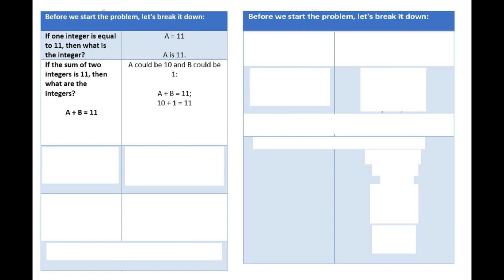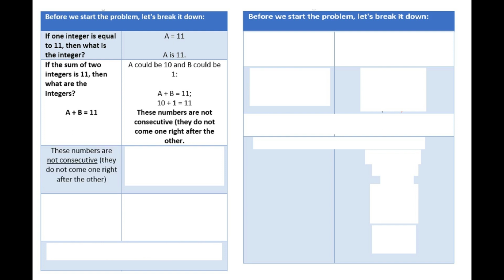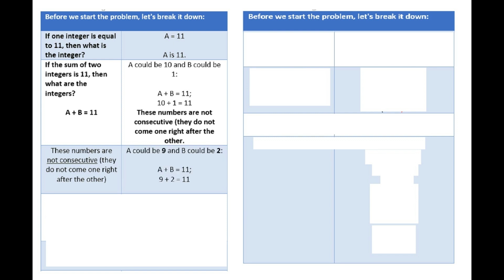Now, there's a lot of possibilities here. A could be 10, b could be 1. 10 plus 1 is 11. Y'all learned that back in first grade. The numbers, though, are not consecutive. Consecutive numbers, again, have to come right behind the other one. What's another combination we could use for 11? A could be 9 and b could be 2. They do add up to 11, but they are not consecutive. All right, so let's look at another combination. We could possibly look at 8 and 3.